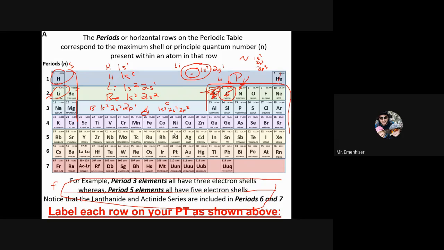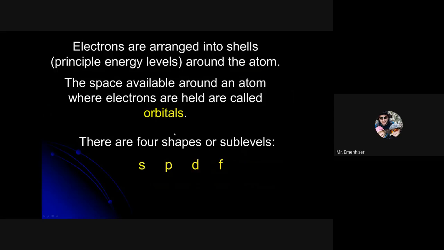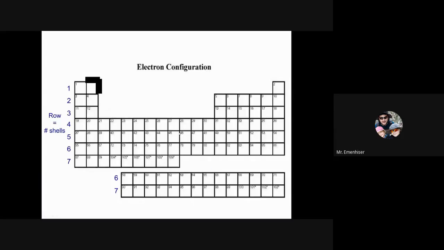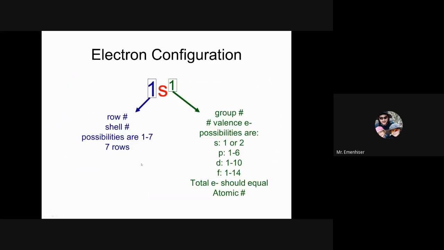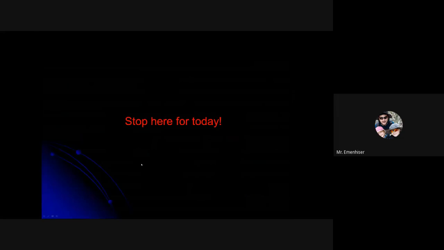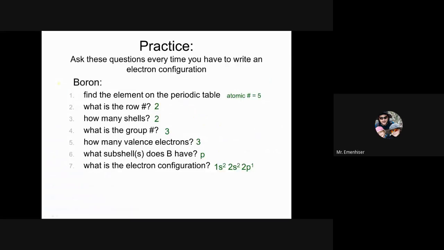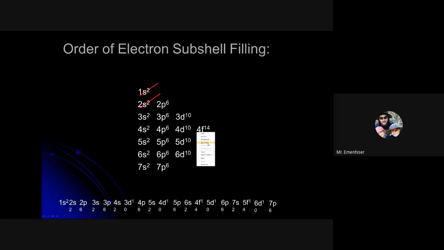All right, let's practice that. There's our blocks there, S, P, D, and F. All right, we did lithium, we did boron. All right, this is the order. Let me go back. Previous. There we go. So here is the order all the way through the periodic table. So as you're writing electron configuration, this is the order.